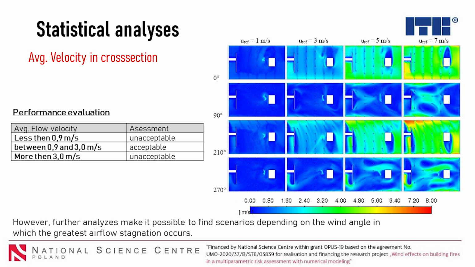As you can see here, we have three ranges of velocity on that level. If the average velocity is less than 0.9 meters per second, the situation is unacceptable because the velocity is too low to push the smoke outside the car park. The acceptable flow velocity is between 0.99 and 3 meters per second, and if it is more than 3 meters per second, it's too much because of the risk of increasing the heat release rate of the fire.